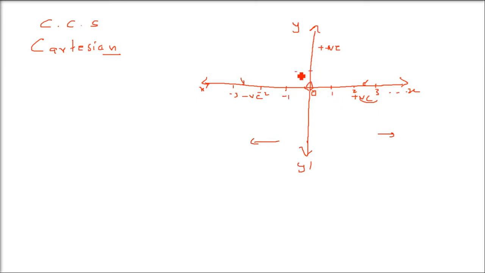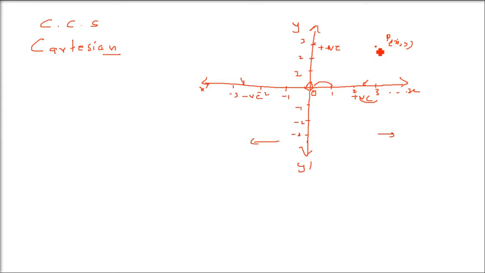Now going up, same thing, that is +1, +2, +3 for the positive y-axis. Then we have -1, -2, -3. This is the negative y-axis. This is called the Cartesian coordinate system. Now we have a point. The whole thing is to locate a point, to locate a location.